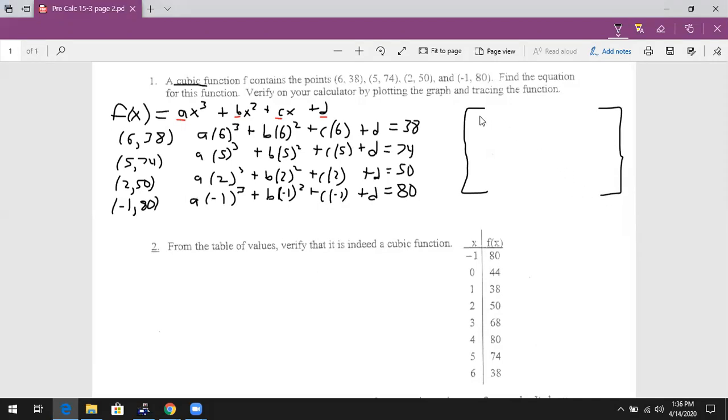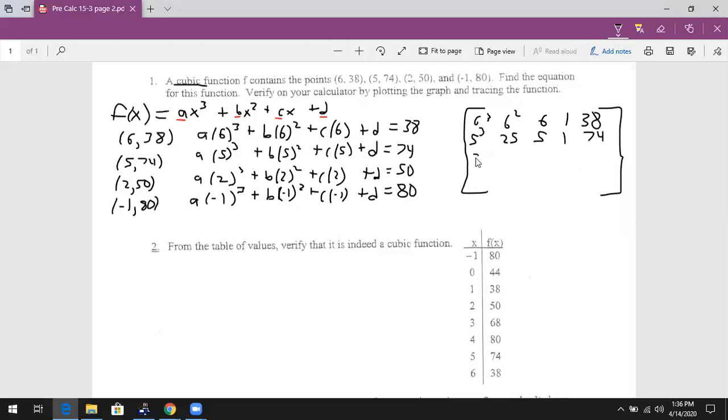And here I have 6 cubed. Here I have 6 squared, 6 to the first. Notice the constant, the number in front of D is always 1. That's 6 to the 0 and 38. And that pattern always continues. 5 cubed, 5 squared. You know, if you want to put a 25 in here so it's easier to key in. 5 to the first, 5 to the 0, your solution.